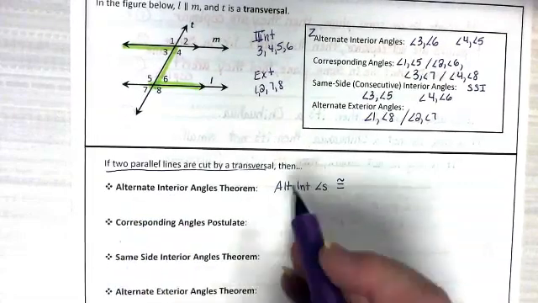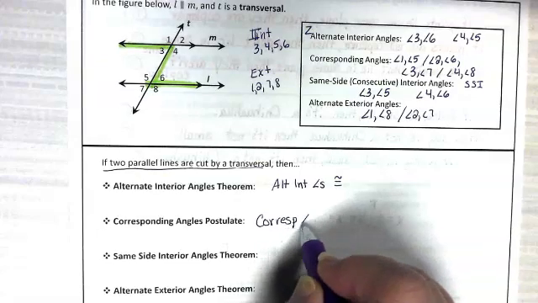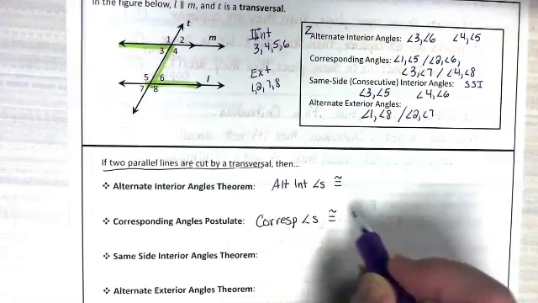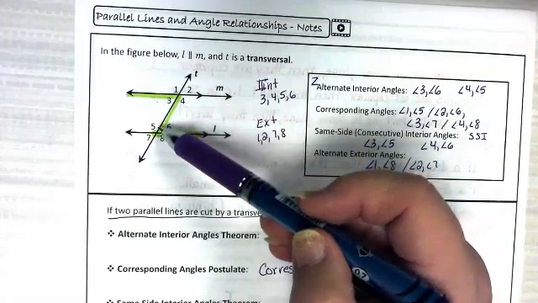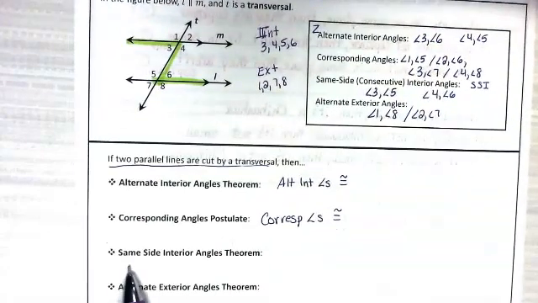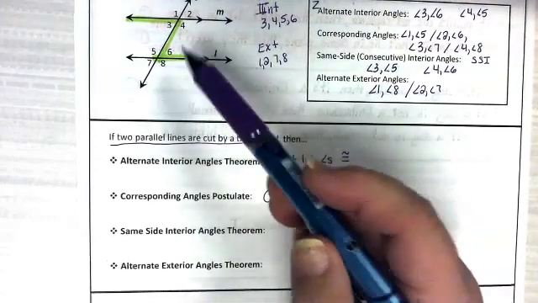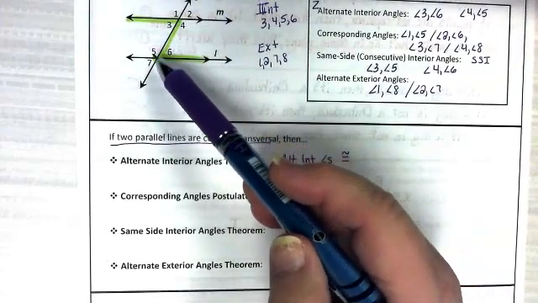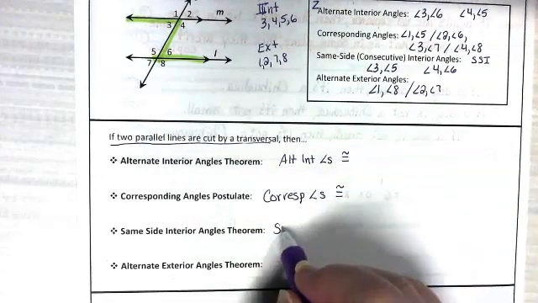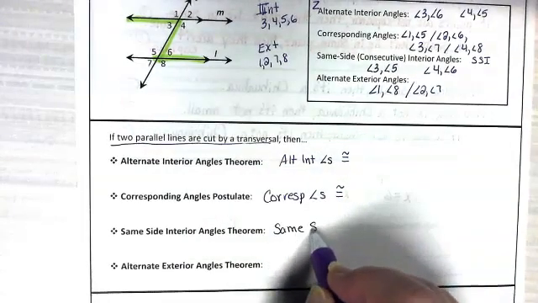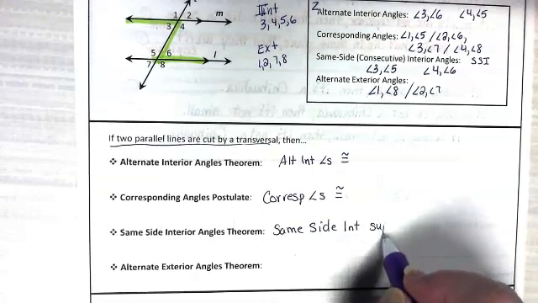The corresponding angle postulate says if the lines are parallel, the corresponding angles are congruent. And they will kind of look like it. Angle 1 and angle 5, they look like they're the same. The same side interior, this is the one that's different. If you took angle 3 and angle 5, they would not be congruent, but they are supplementary. So same side interior are supplementary.